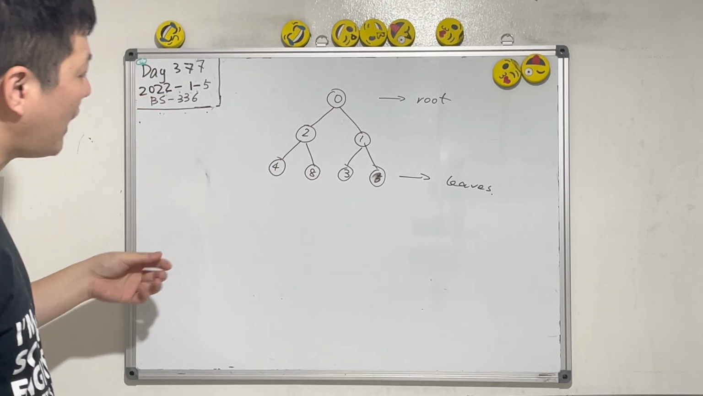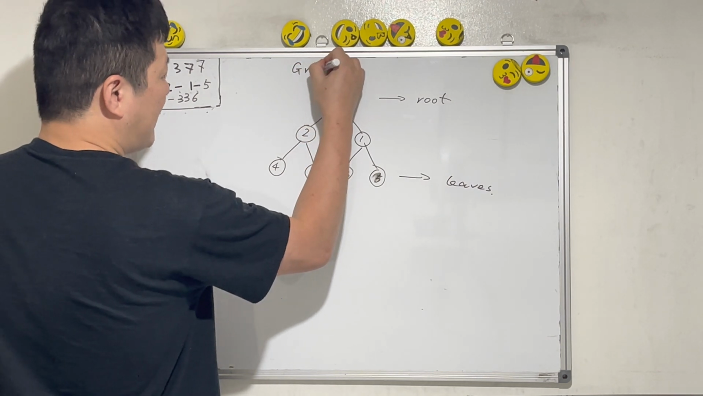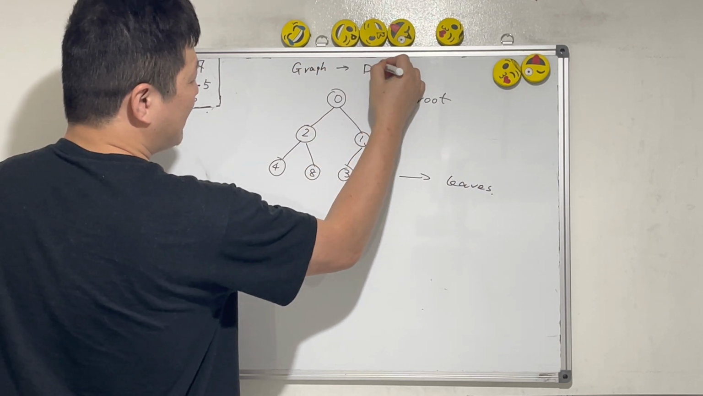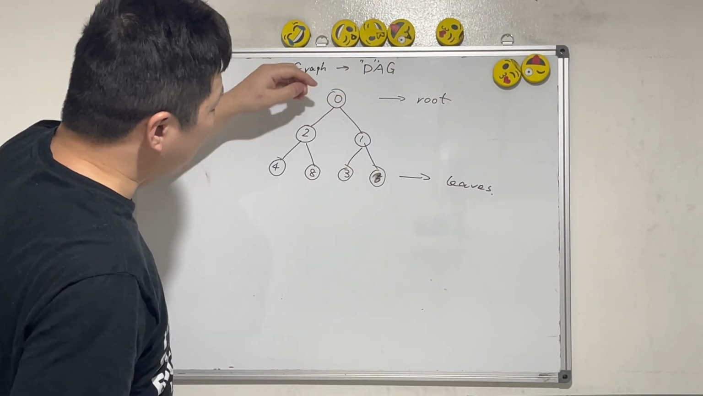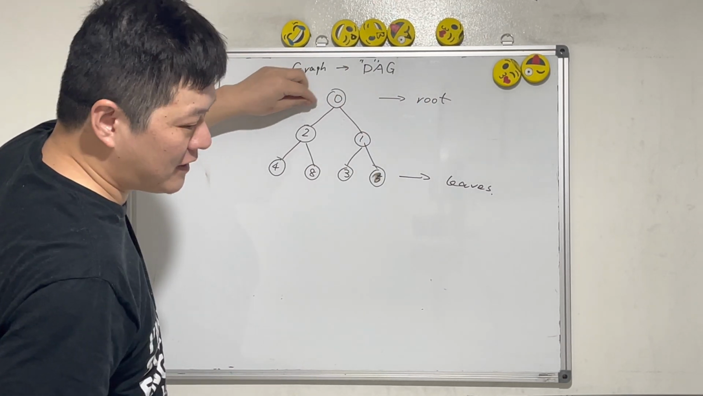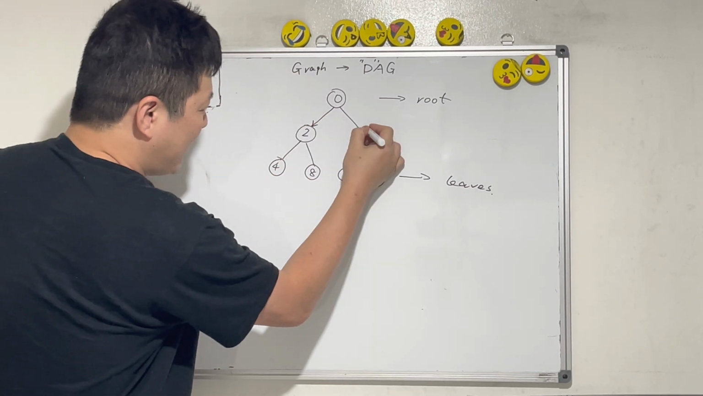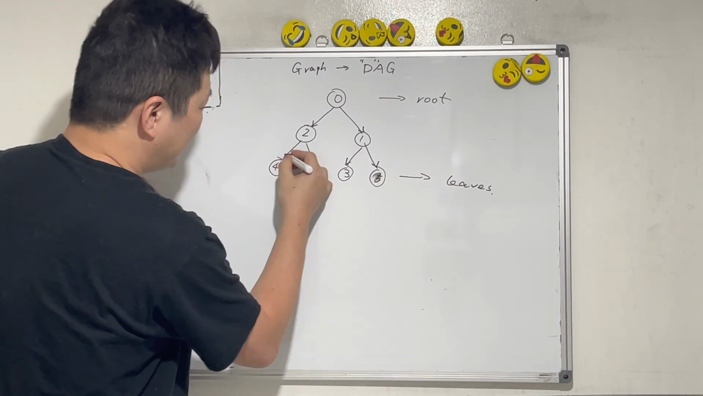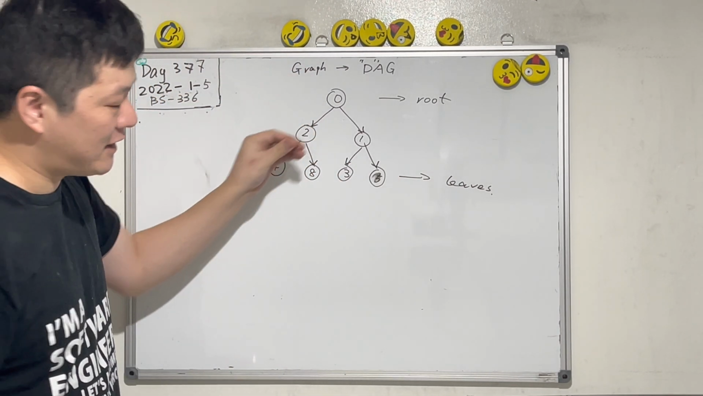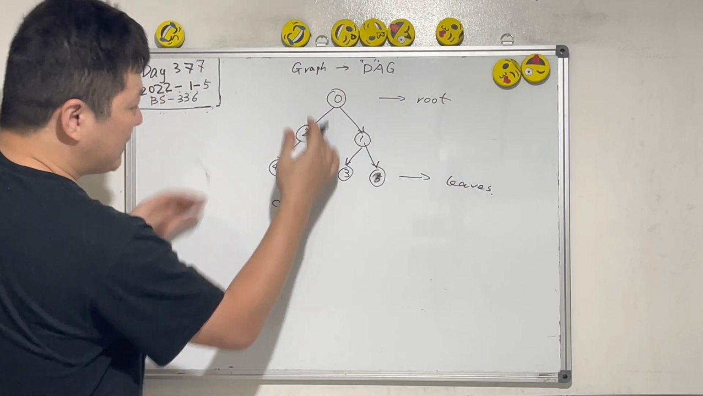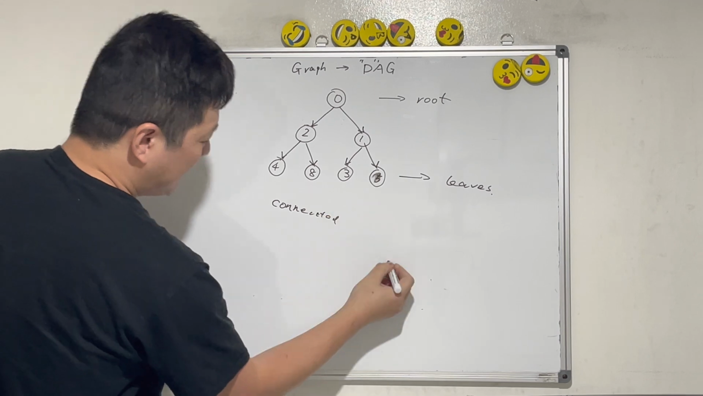A binary tree is a graph, and specifically a directed acyclic graph. Why is it directed? Because usually you can only visit the children from the parents, so basically there's an arrow here. It's connected, meaning a single component. It's not like this.